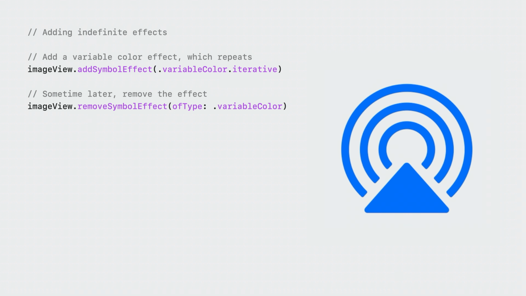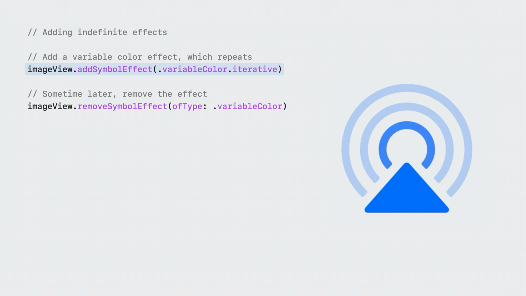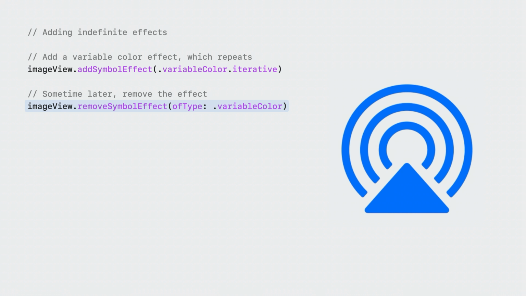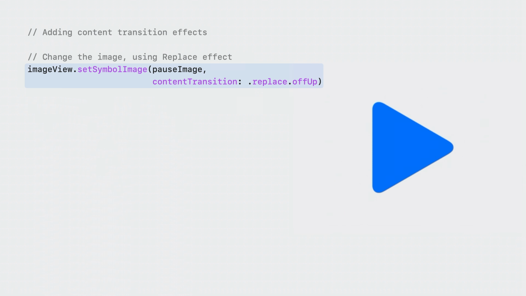To apply symbol effects, use the new Add Symbol Effect method on UIImageView. Here I add a bounce effect, which causes the symbol to bounce a single time. Now I'll add a variable color effect. Unlike bounce, the variable color effect animates indefinitely when added. Use the Remove Symbol Effect method to end the effect. Finally, I can use the new Set Symbol Image method to perform a transition effect across symbols.